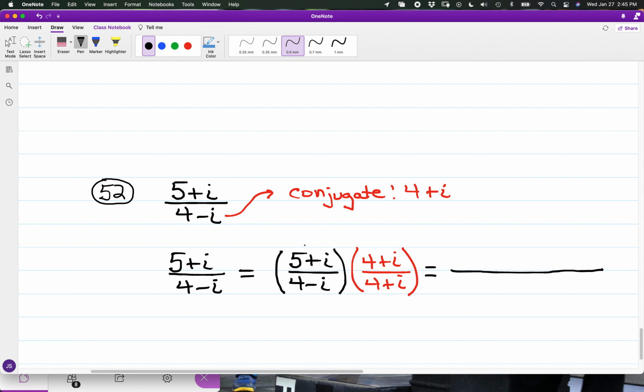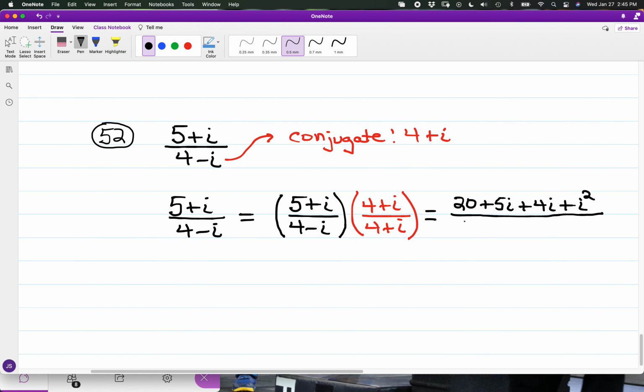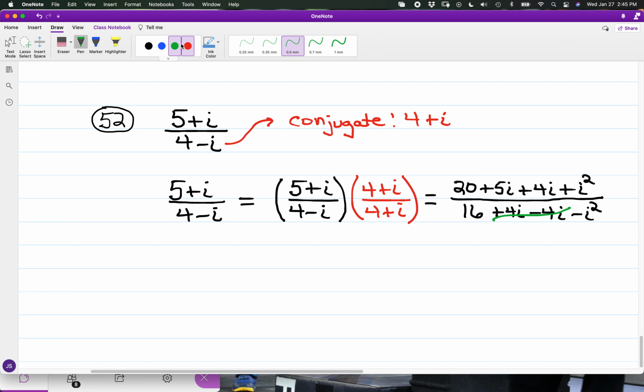Okay, so with the FOIL, we have 5 times 4 is 20. The outside product is 5i. Again, the inside product is 4i. And the last product is going to be positive i squared, which translates to the subtraction of 1. In the denominator, you have 16, plus 4i minus 4i, minus i squared. And again, with conjugates, the outside and inside products will cancel.